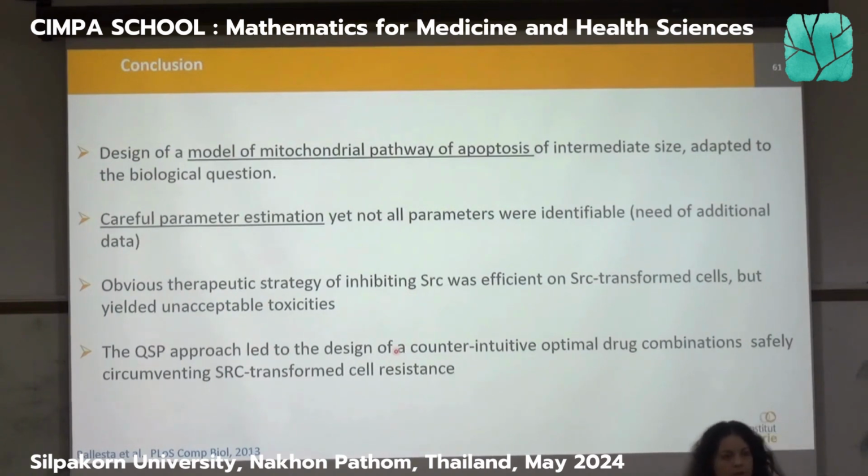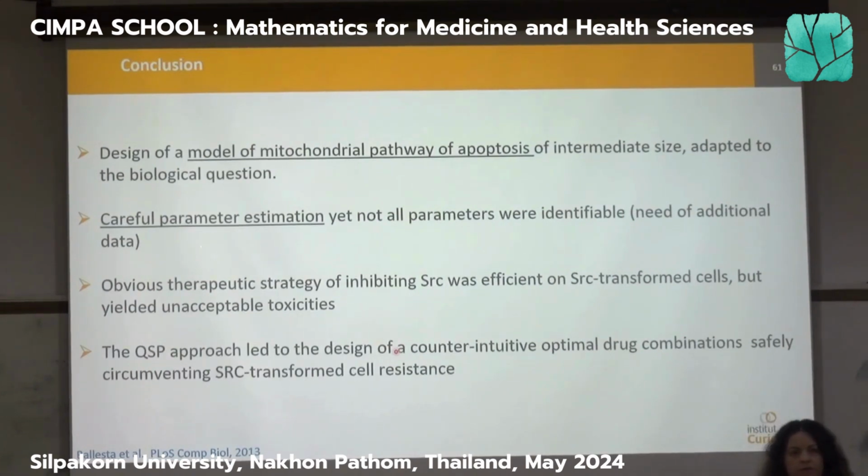So what have we done? So first of all, we have designed a mathematical model that focuses on the mitochondrial pathway of apoptosis. We have performed a careful parameter identification. So as you have seen, we have been as much as possible step by step, parameter by parameter, incorporating all possible data, which in this case was not sufficient for identifying all parameters, but still allowed for the approach to be performed.